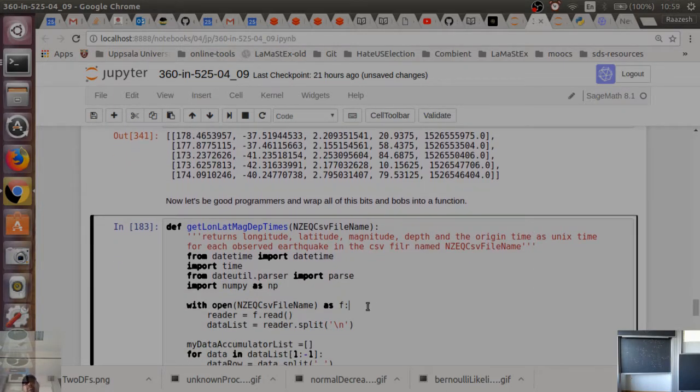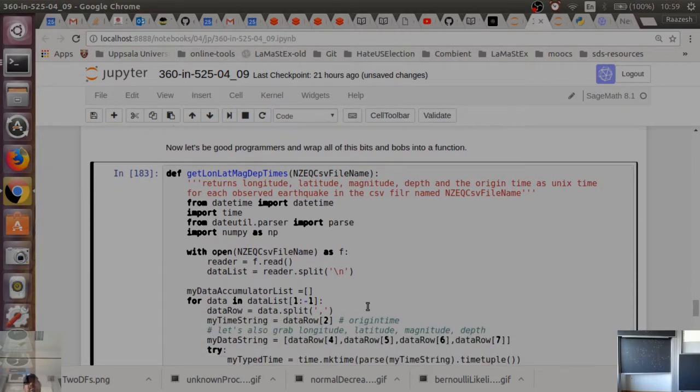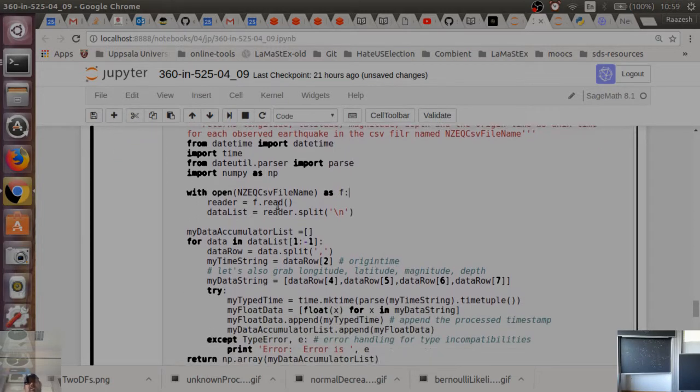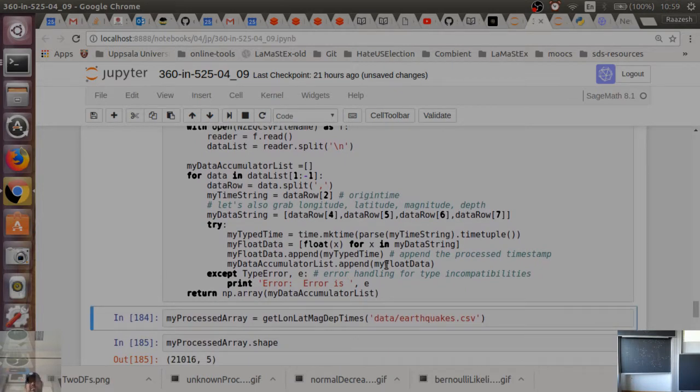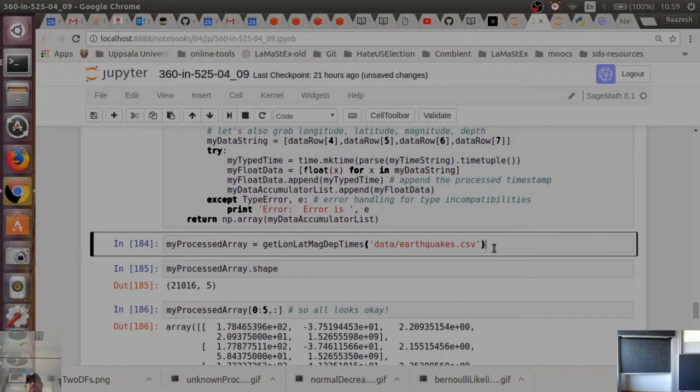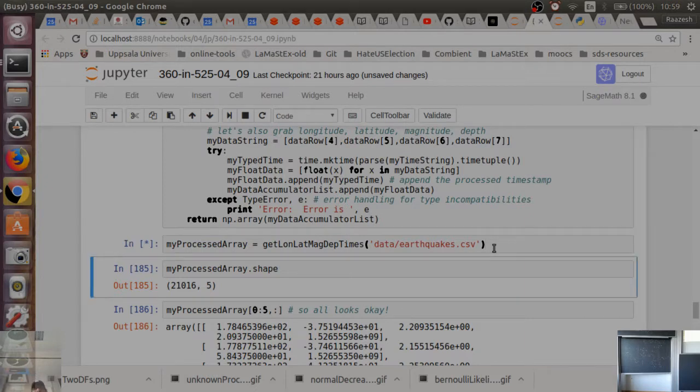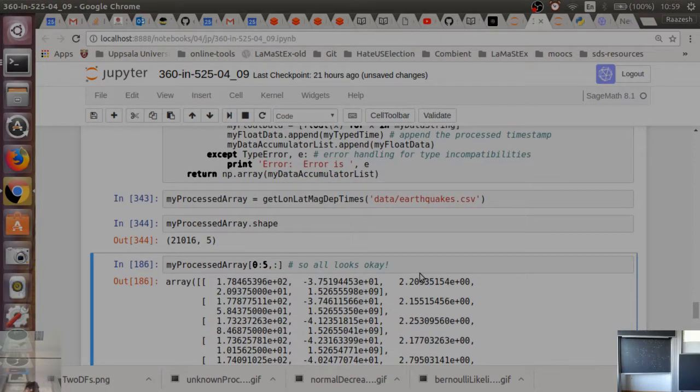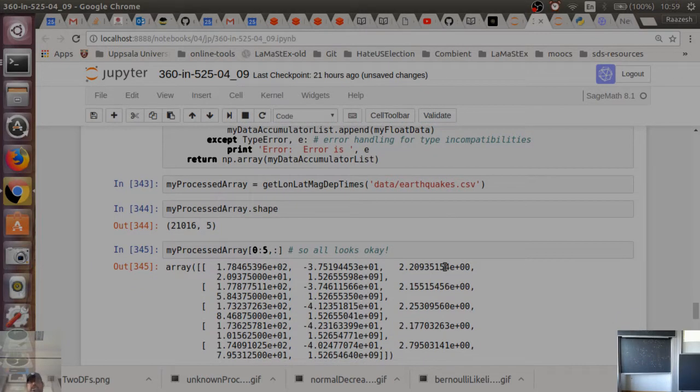Now we're going to be good and wrap all of this into one function because we will call this later. It's just get long lap mag depth times. It takes a CSV file, and all I've done is put the open stuff and all the imports in one place, so it's nice and clean and can be called elsewhere. Then I simply pass this text file to it. So I'm rereading it, it's done, and I'm outputting a NumPy array. I can ask what's the shape of this NumPy array, right? All looks good to me.